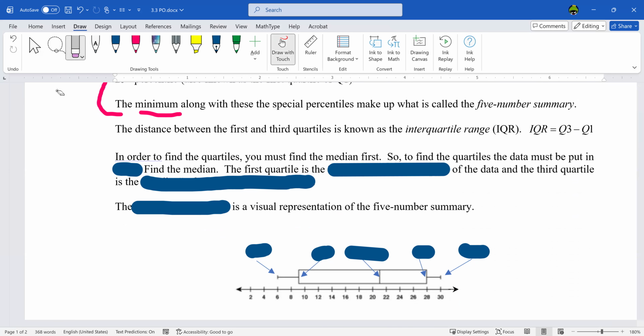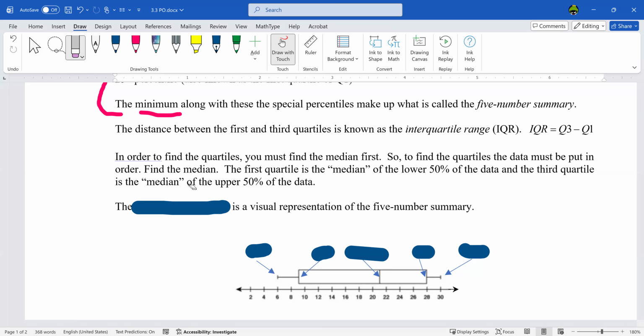Question is, we talked about how to find the minimum, the maximum, and the median. How do you find the quartiles? Well, in order to find the quartiles, you must find the median first. That means your data has to be in order. So first find the median, and then after you find the median, the first quartile is the middle, or the median, of the lower 50%, and then the third quartile is the median, or the middle, of the upper 50%. You'll see this as we go through examples.